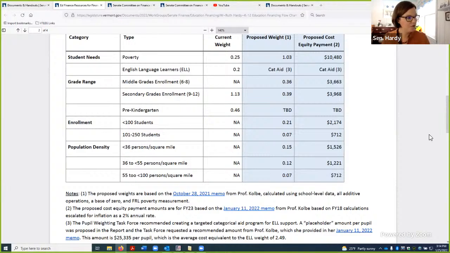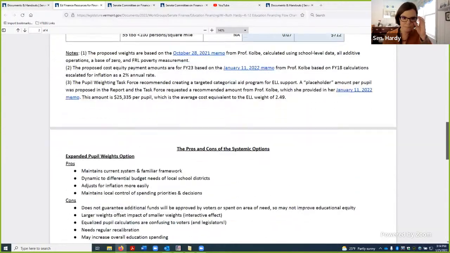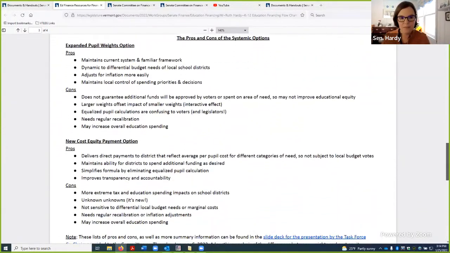And then if you scroll down again, Faith, I was asked to put together a pros and cons chart for weights and cost equity payments. And this was in the presentation that Representative Kornheiser and I did for this committee and the education committee. And there certainly are nuances to all of these things, and one can argue both sides of it, for sure. But we did our best to try to come up with pros and cons of the weights versus the cost equity payment.